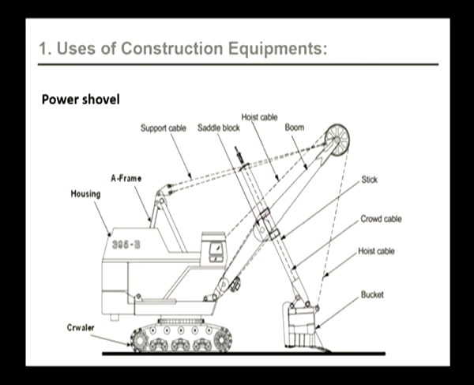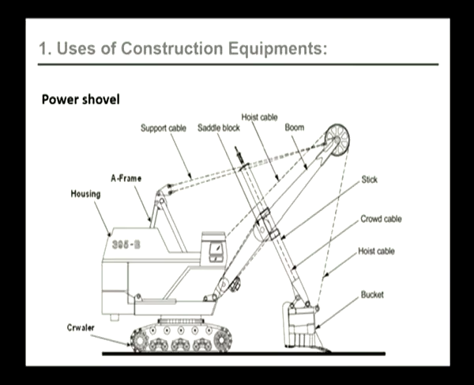As we can see here, this is a diagram of a power shovel. In this diagram, what we can see is the power shovel is supported by the crawler. The crawler facilitates movement of the vehicle to and fro. Then the housing is fixed on top of the crawler. The housing is the place that holds all the lever arms, the support cables, the booms, etc. together, and this is the space where the operator sits and operates.